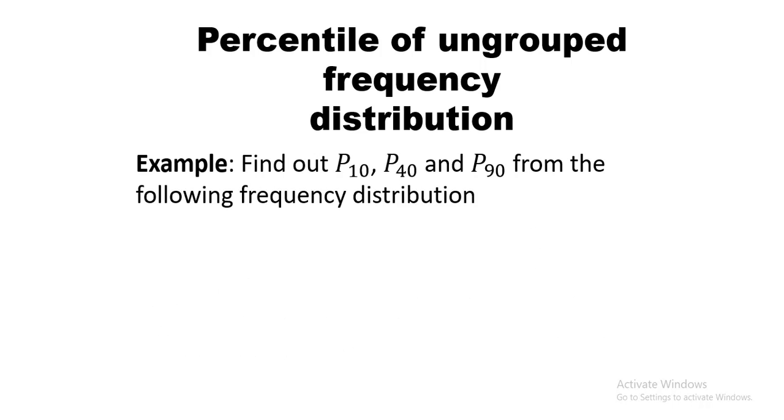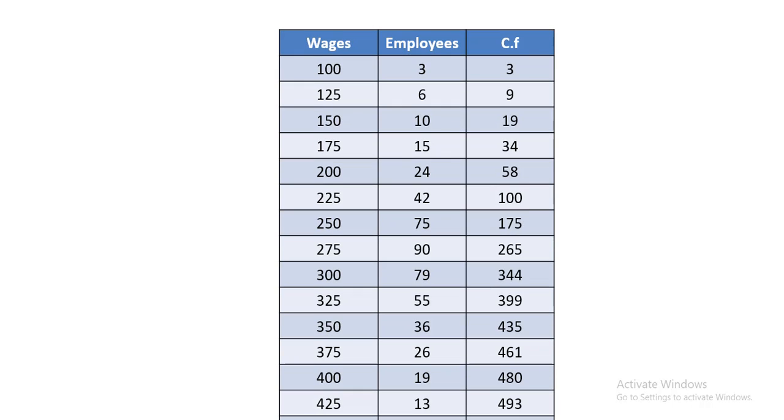Okay. Moving on towards percentile of ungrouped frequency distribution. Now, for the ungrouped frequency distribution, they have asked us to find the values for P10, P40 and P90 from the following frequency distribution. This is the distribution. You can see that CF is already calculated in this distribution: wages are given, number of employees are given, and CF is calculated as it is.